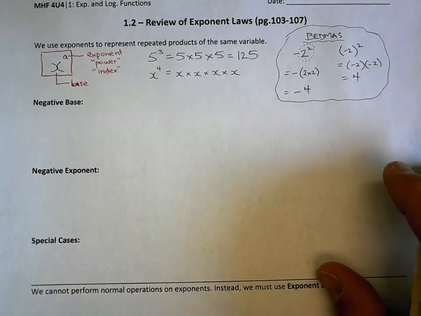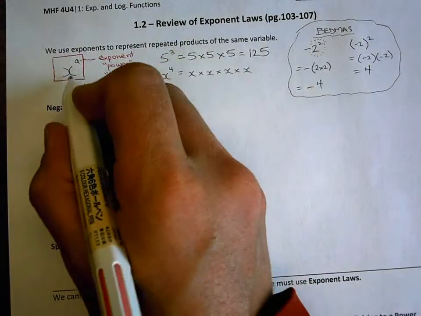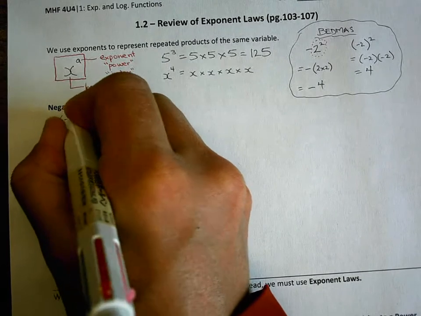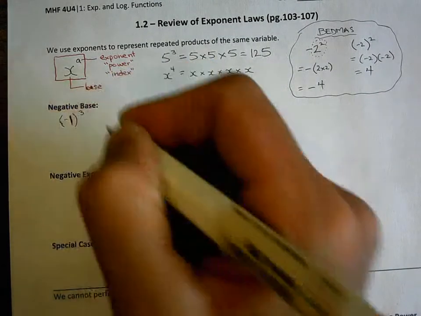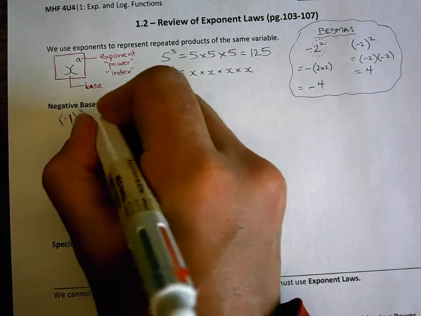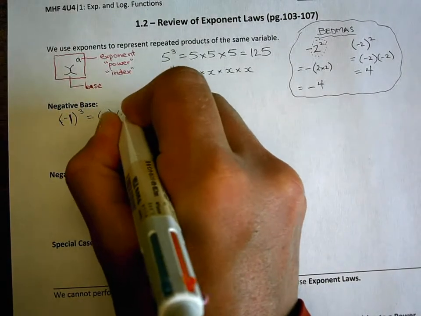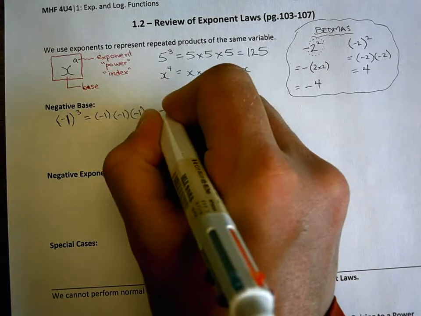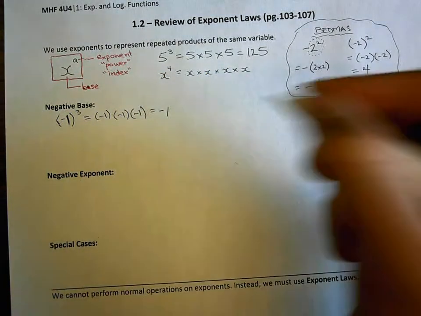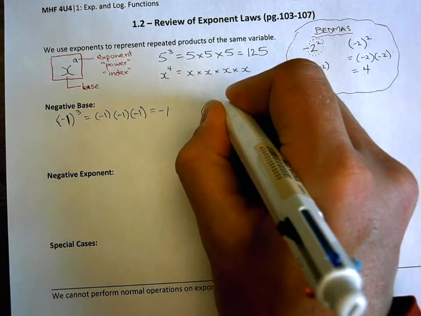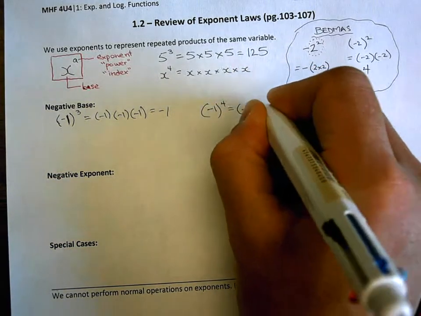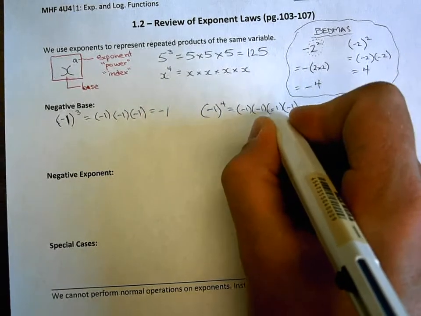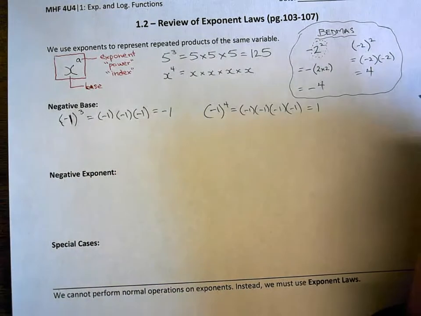Okay, let's look at negative bases. So, for example, my base, remember that's the big number on the bottom. If I had -1 to the power of 3, well, that is really going to be -1 times -1 times -1. So -1 times -1 is +1, so this is -1. And if I had -1 to the power of 4, that's going to be -1, -1, -1, -1. -1 times -1 is 1. It's negative, then it's positive, so this is +1.